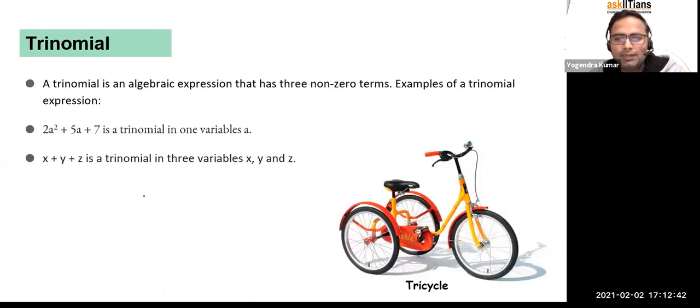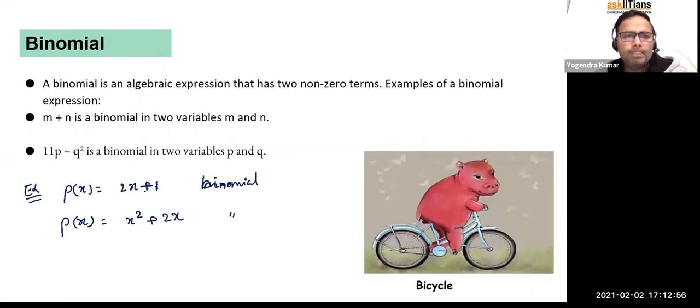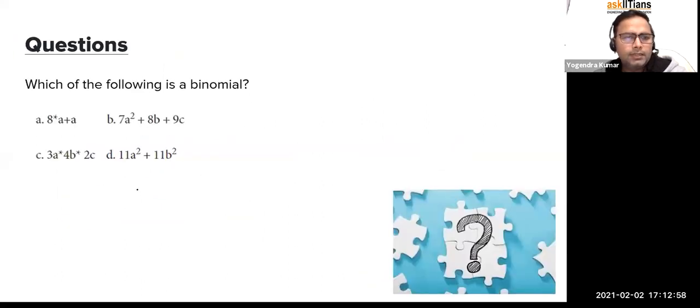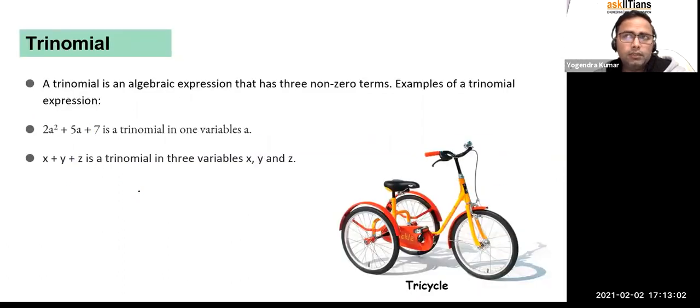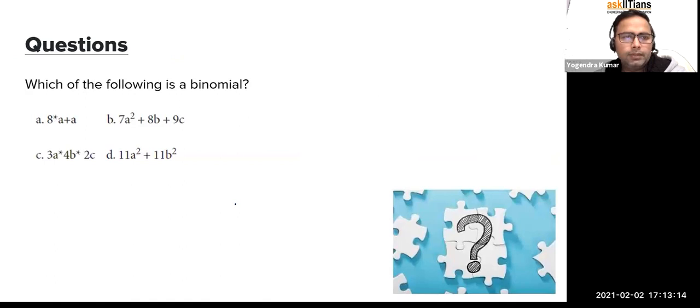Trinomial has three terms. Three non-zero terms. So you can see easily, I hope it is clear. Very easy to understand. Three terms are there. Degree doesn't matter, by the way, to decide how many terms are there. Degree could be anything, but to decide whether it is a monomial, binomial, or trinomial, we need to see the number of terms only.